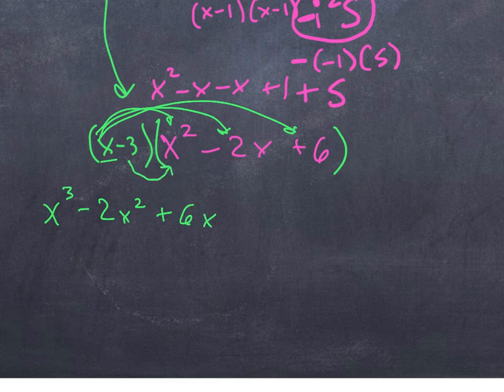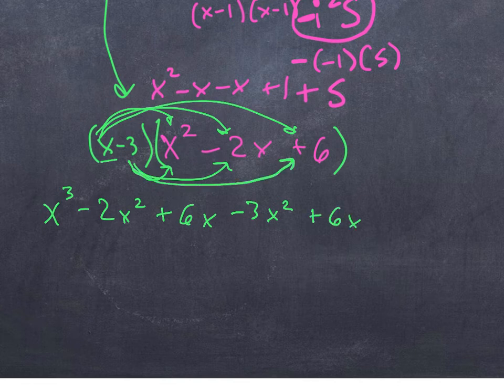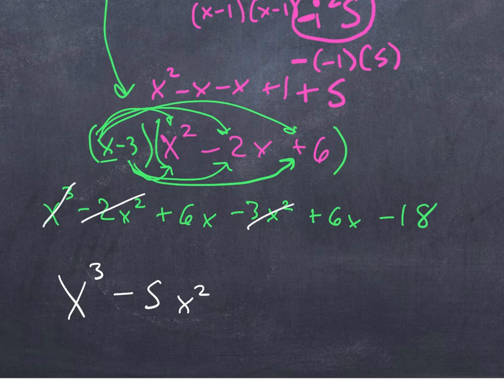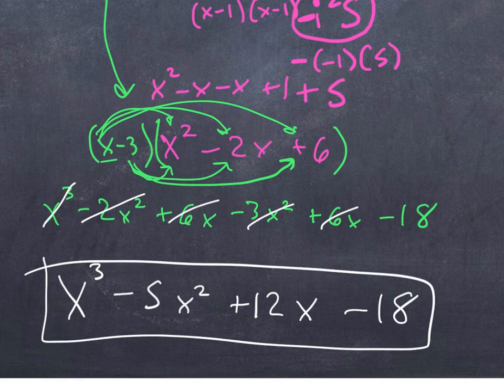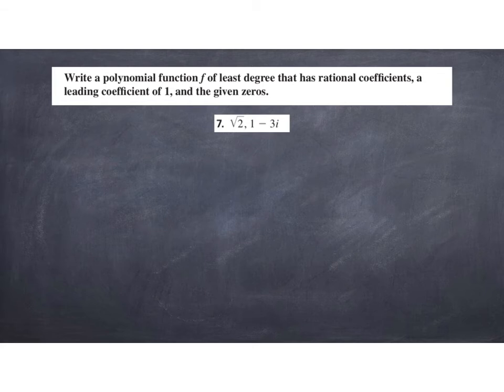On to the next, so negative 3 times x squared, negative 3x squared, negative 3 times negative 2x, plus 6x, and negative 3 times 6, minus 18. What do we do next? Combine like terms. So we start with our x cubed. What comes next? Minus 5x squared, perfect. Plus 12x, minus 18. Awesome. Good job. Are we missing any zeros here?